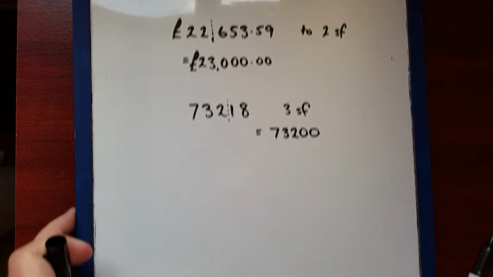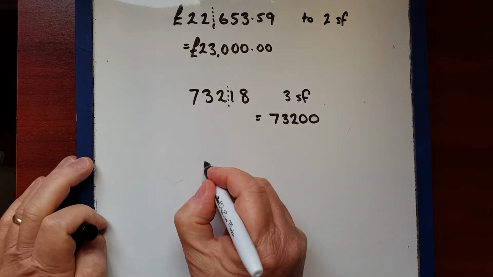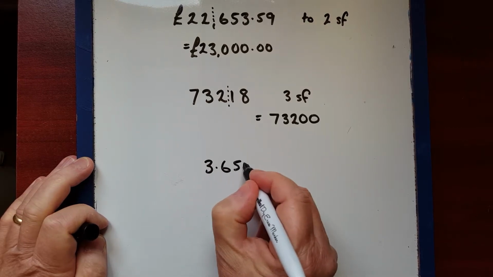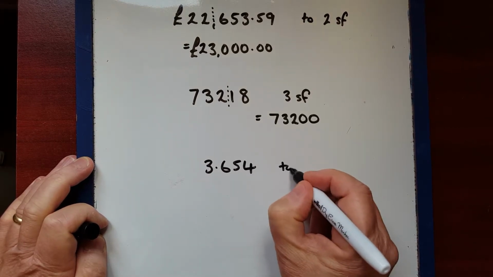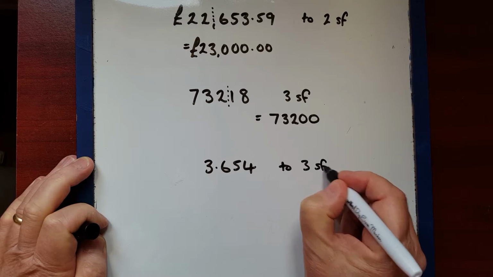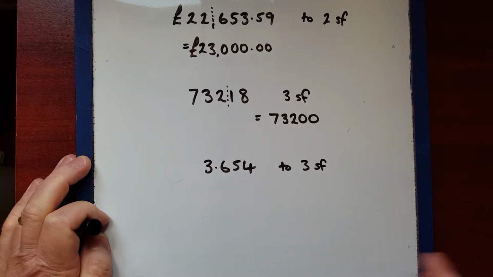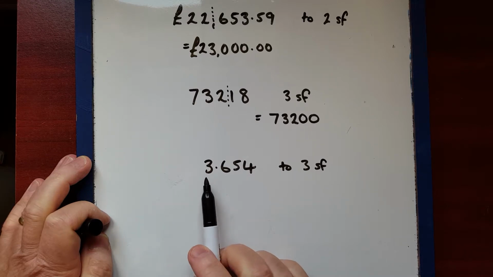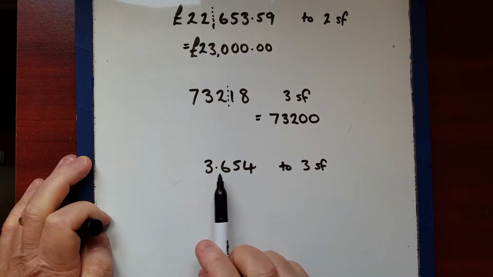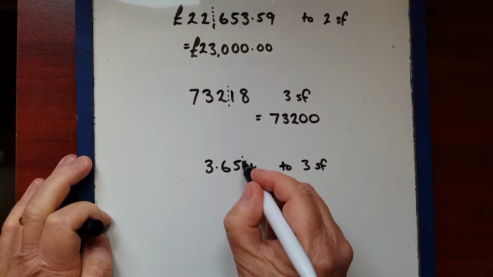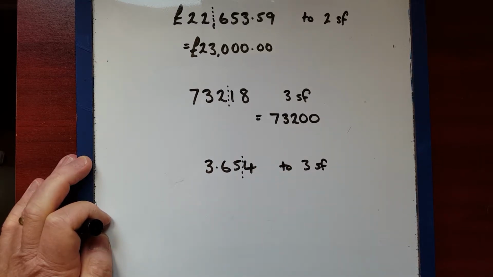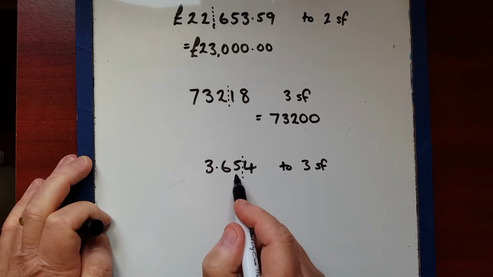This can also happen with decimals. So if we were to write 3.654 to 3 significant figures, again, we don't have to worry that the decimal point is there. We're still counting from the front end of the line, the 3 significant figures. We've got 1, 2, 3. So we're not going to be having any important numbers after the 5. That 4 rounds it back down. It tells us to keep it at a 5.